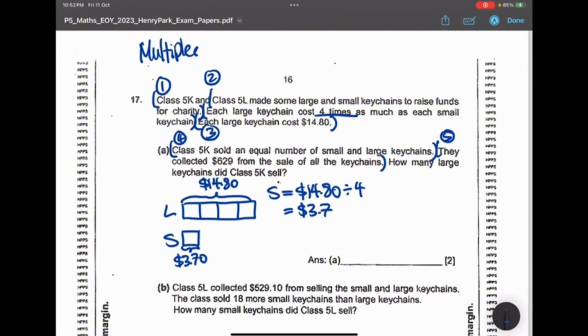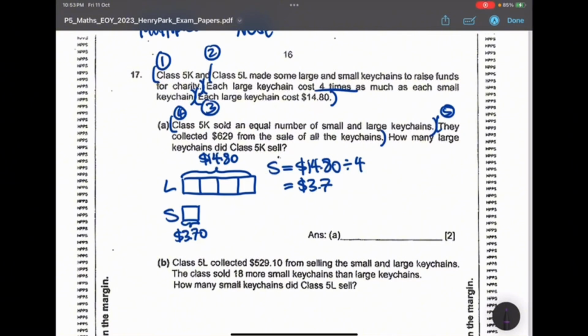Now what I want to do is to use the concept number of sets, which is something that we have used earlier in other questions, okay, on this question as well. Knowing that they sold an equal number of small and large keychains, what I want to do is to make 1 large and 1 small, 1 set. Okay, so I have a large plus a small, that would simply be $14.80 plus $3.70, and that would give me $18.50. Like what I said earlier, I am going to make this my 1 set.